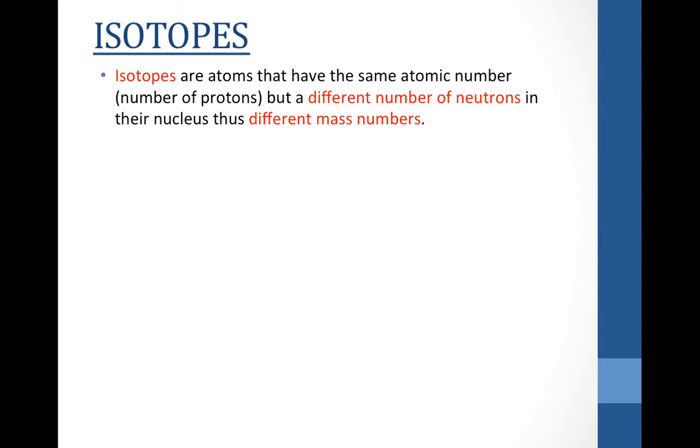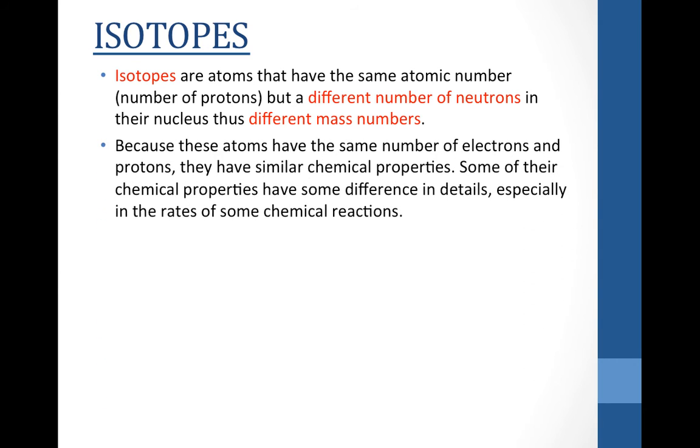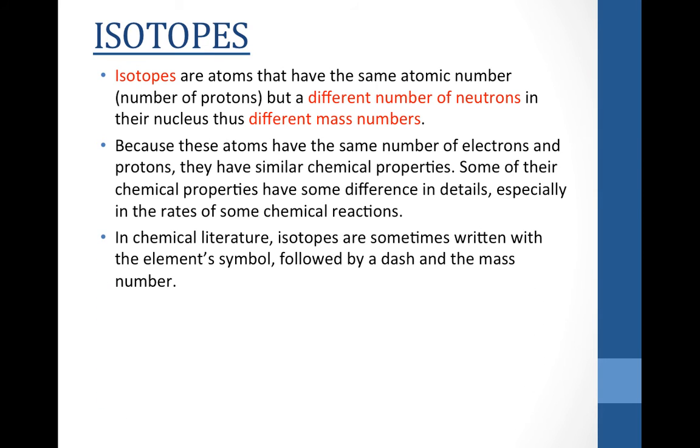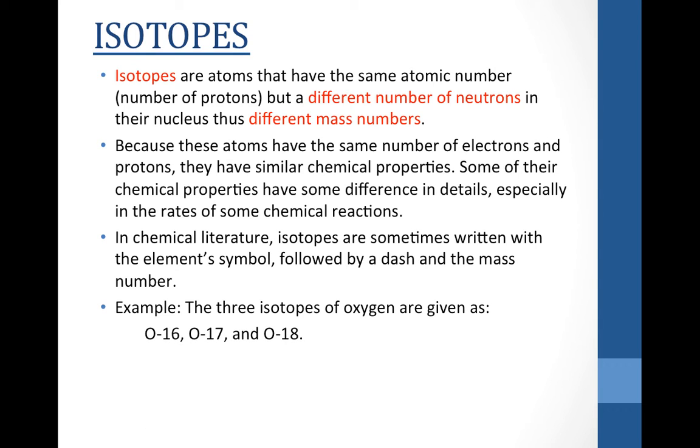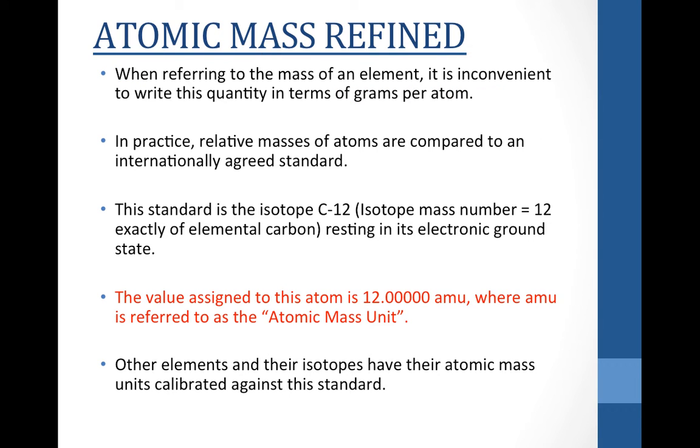Isotopes are atoms that have the same atomic number of protons, so it's the same element, but a different number of neutrons in their nucleus, thus different mass numbers. Because these isotopes have the same number of electrons and protons, they have similar chemical properties. Some of their chemical properties have some different details, especially in the rates of chemical reactions. In chemical literature, isotopes are sometimes written with the element symbol followed by a dash and a mass number. Example, 3 isotopes of oxygen can be given as oxygen-16, oxygen-17, oxygen-18. So the 16, 17, 18 are the mass numbers.